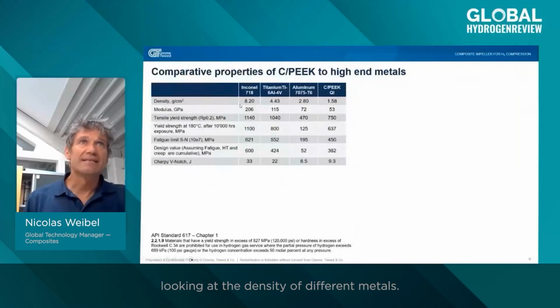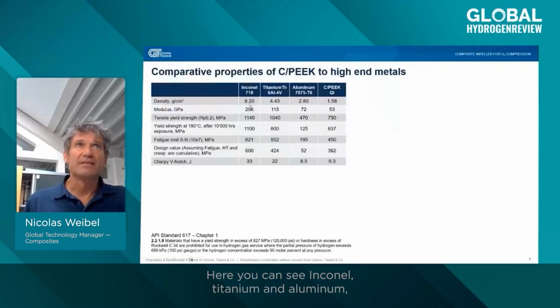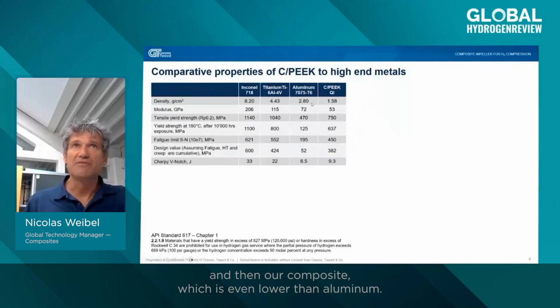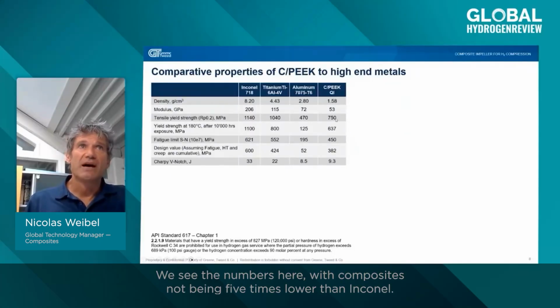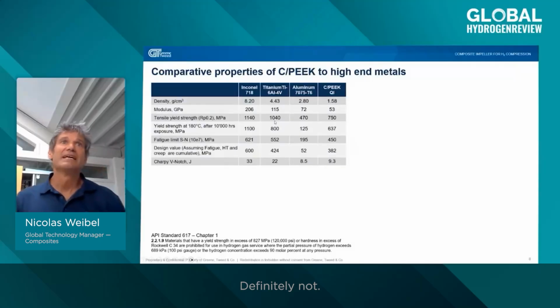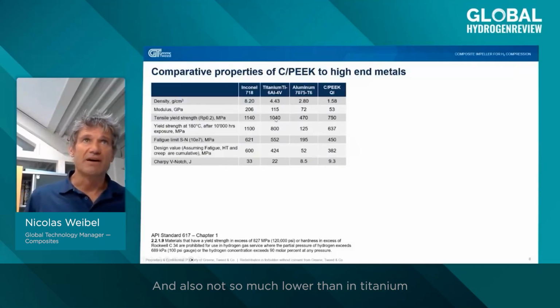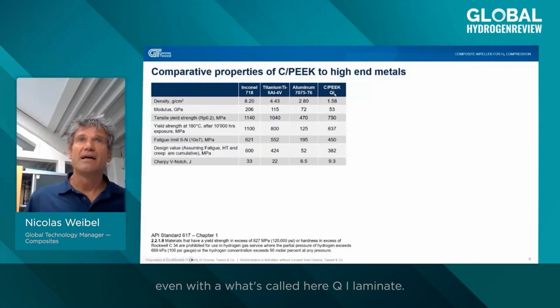Looking at the density of different metals. Here you can see Inconel, titanium, and aluminum, and then our composite, which is even lower than aluminum. And if we look at the strength, so this is at room temperature, we see the numbers here with composites not being 5 times lower than Inconel, definitely not, and also not so much lower than titanium, even with what's called here a QI laminate.